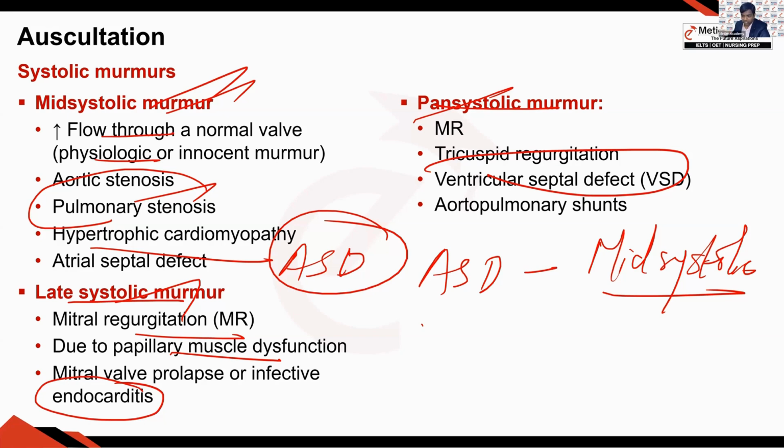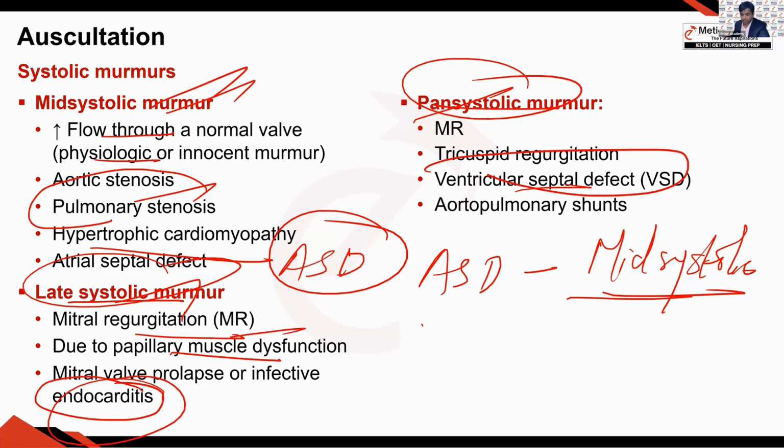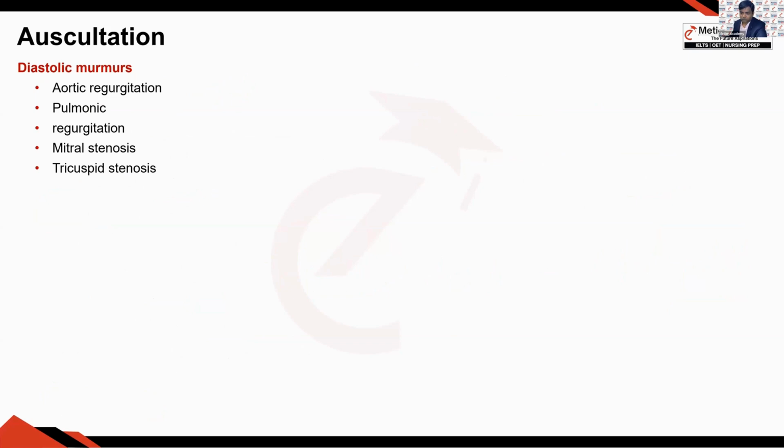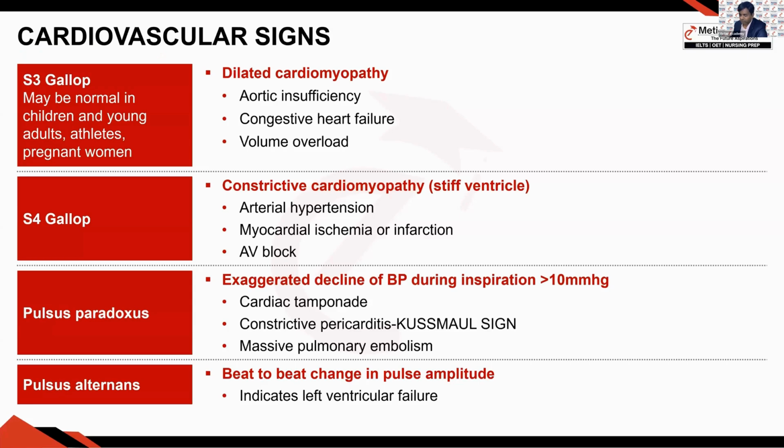So this is ASD, which is seen in your APO. ASD may give a mid-systolic murmur, VSD a pan-systolic murmur, and a late systolic murmur is seen in infective endocarditis or mitral regurgitation. Diastolic murmur is seen in aortic regurgitation and pulmonary regurgitation. The aortic and pulmonary valves are semilunar valves, right? In both we can see diastolic murmur. Okay. So apart from that, we can come to the cardiovascular signs.